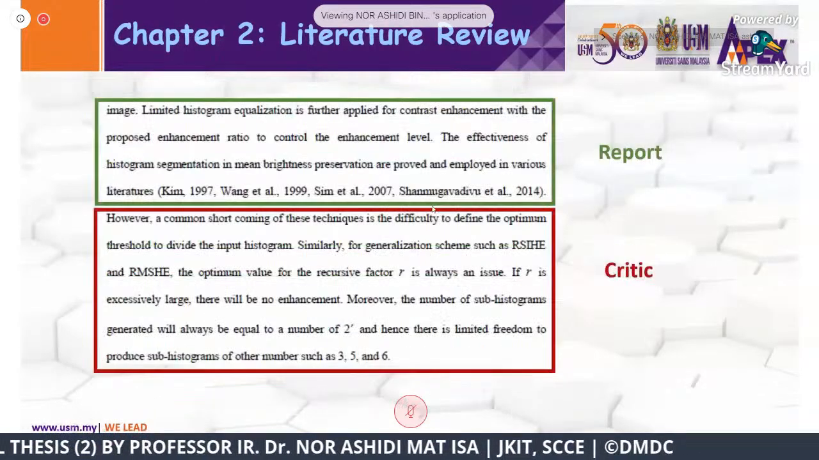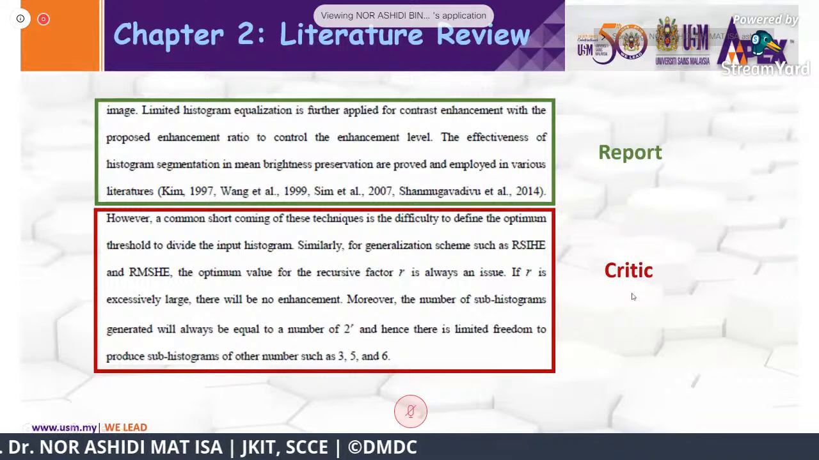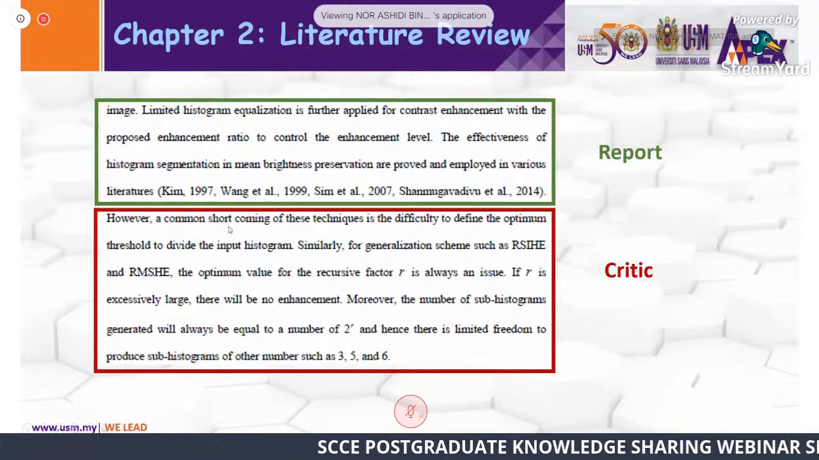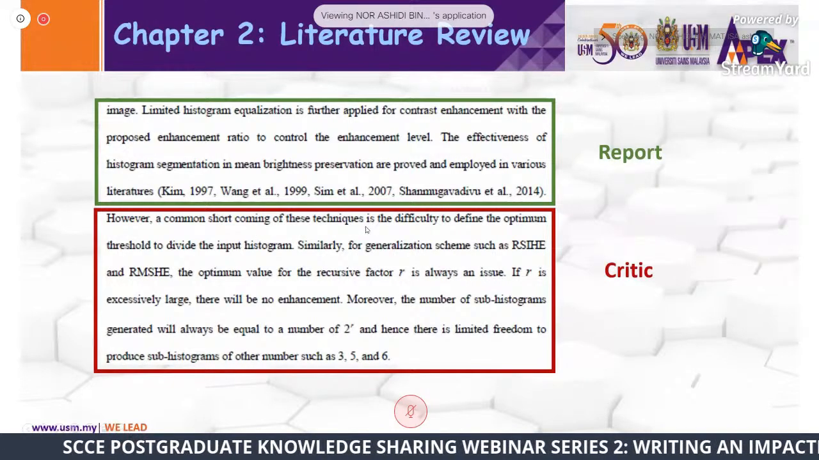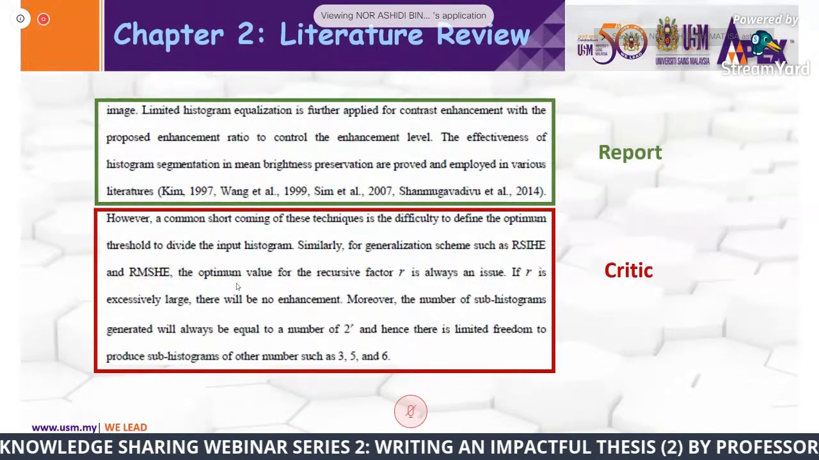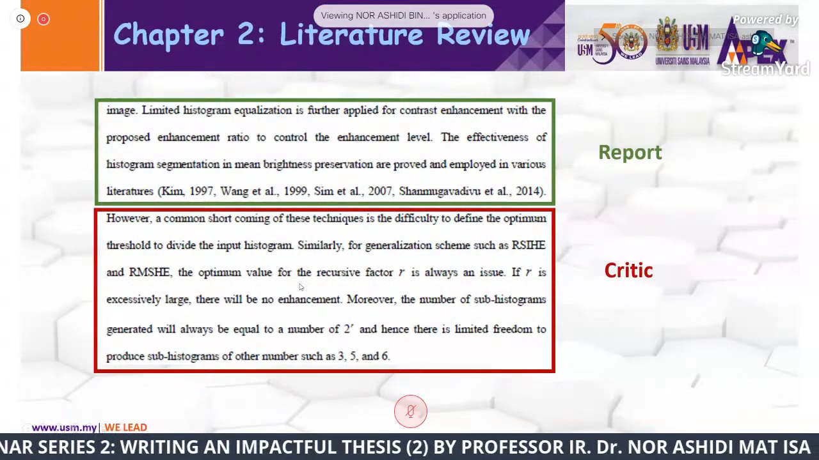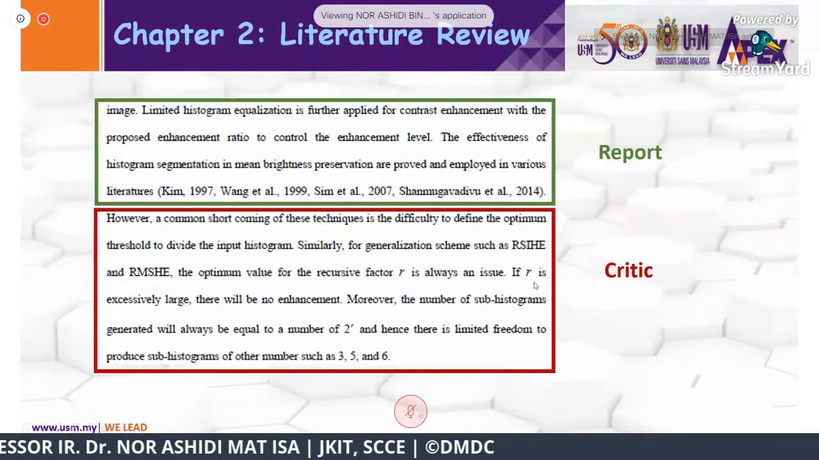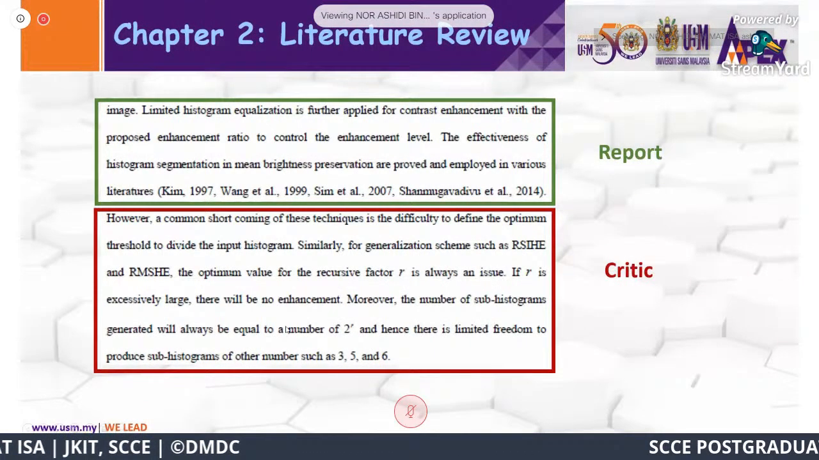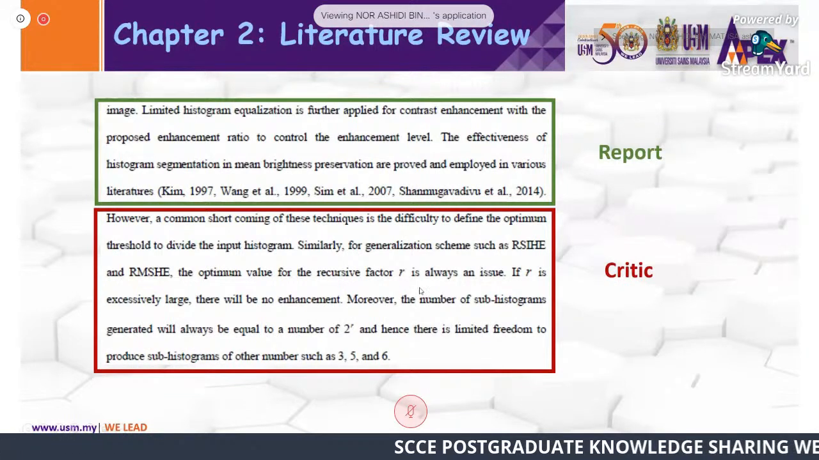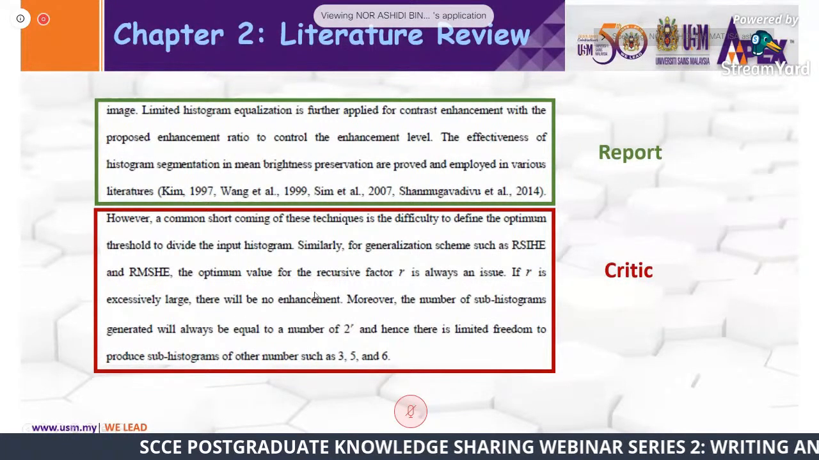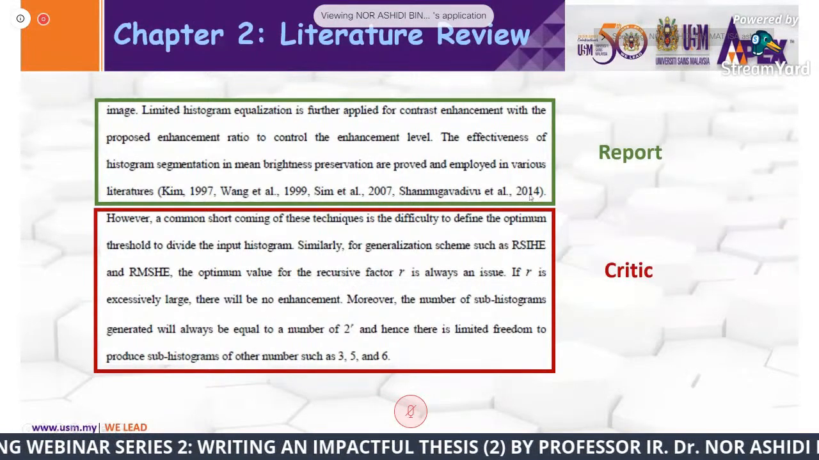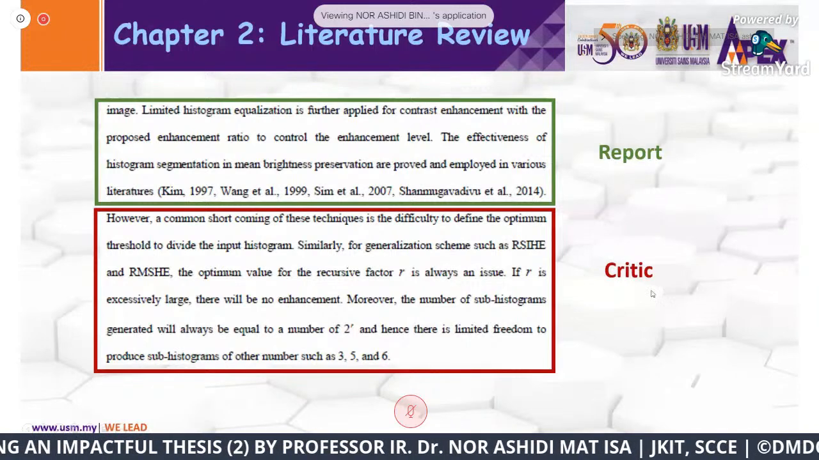Okay, now you have to critique. However, there is a common shortcoming of those techniques. Okay, what are the problems? The recursive R is always an issue because R is manually set. So you explain what the problem of the R is. So you cannot get this information directly from those papers. Okay, so this is the skill that you need.